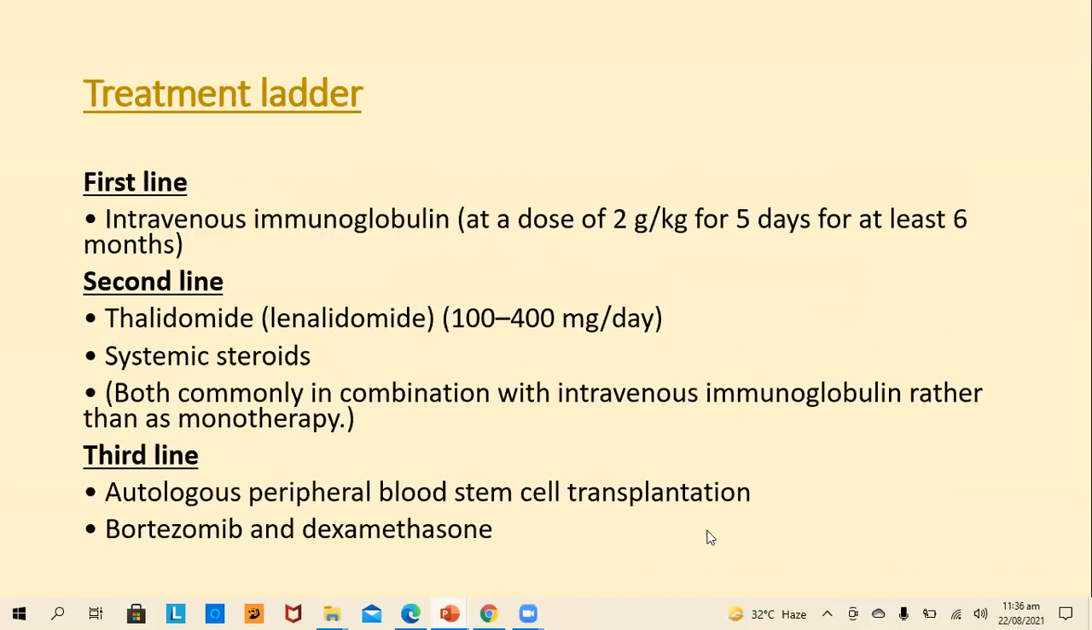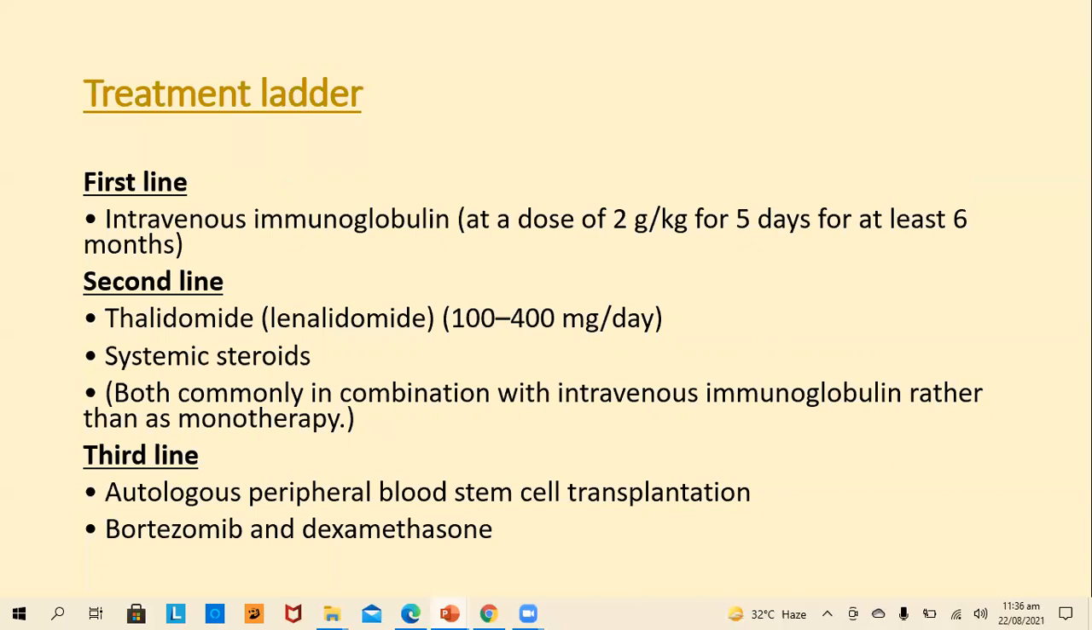The treatment ladder. First line treatment is intravenous immunoglobulin at a dose of 2 grams per kilogram for 5 days a month for at least 6 months. Second line treatment includes thalidomide, 100 to 400 milligram per day, and systemic steroids, both commonly in combination with intravenous immunoglobulin rather than as a monotherapy. So the first line and second line therapies are usually combined.